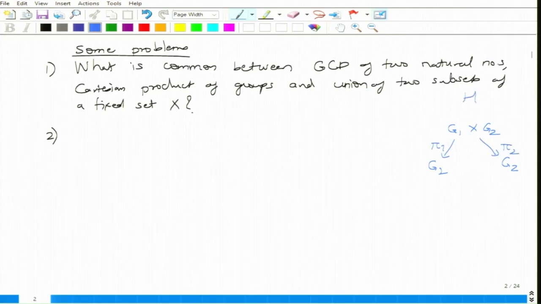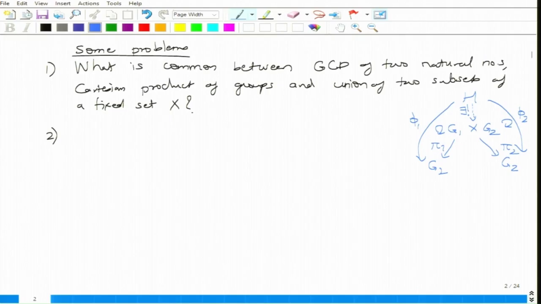So if you have any other group H together with two maps, let's say phi1 and phi2, to the two groups G1 and G2, then there exists a unique map from H to G1 cross G2 such that both these triangles commute. Okay, so basically this phi1 will factor through pi1 and phi2 will factor through pi2, like it's happening simultaneously. That is called the universal property. Moreover, we are saying that there exists a unique factorization which makes both of these things work simultaneously.